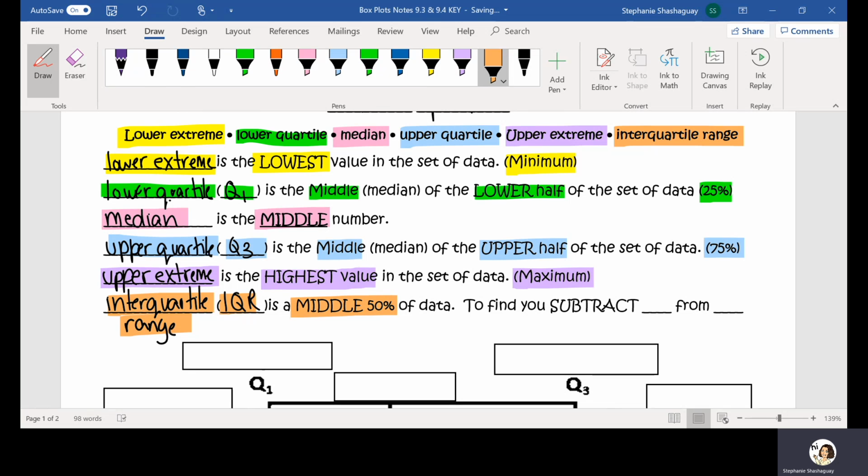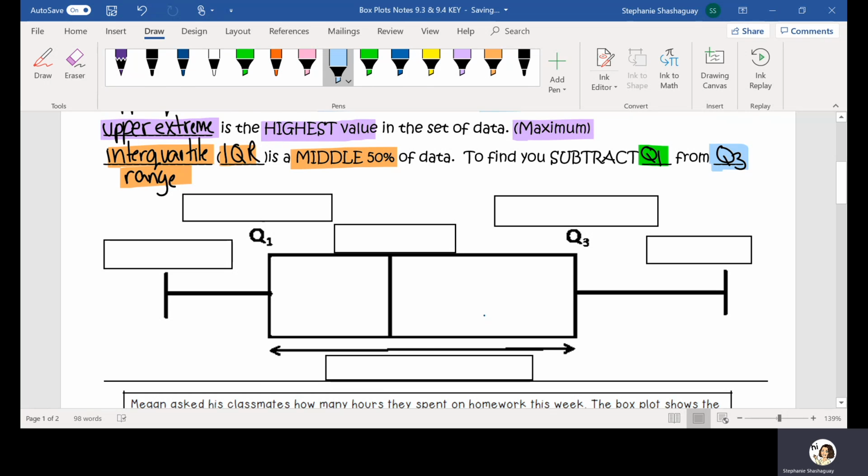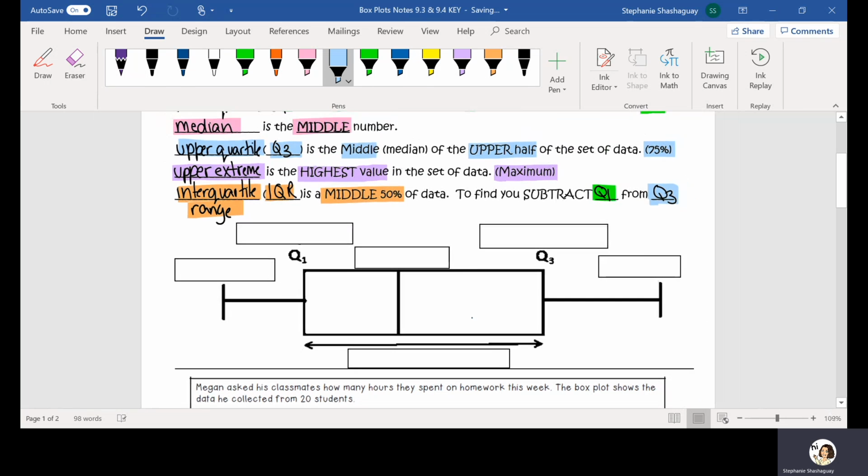And to find your interquartile range, your IQR, you have to subtract your Q1 from your Q3, okay? So our Q1, our lower quartile, we have to subtract that away from our upper quartile range, our Q3. And then that's how we find our interquartile range. So we will practice that in just a moment with a set of data, but I've provided a box plot below for us to map out so you have something to refer to with all of our vocabulary words.